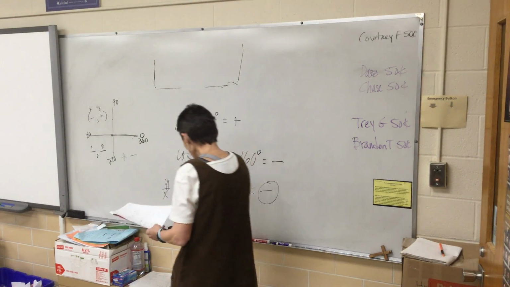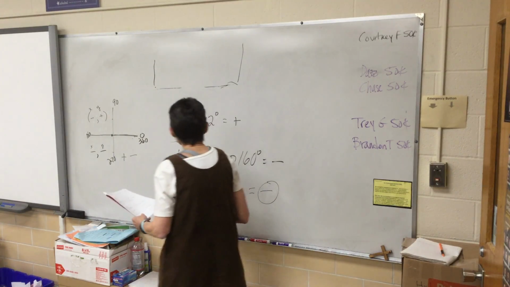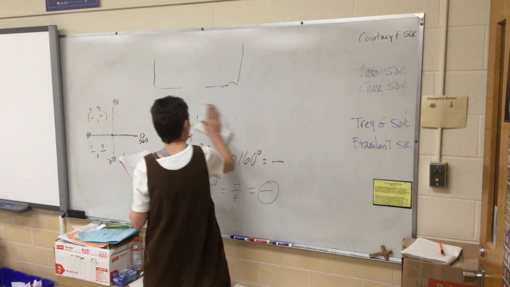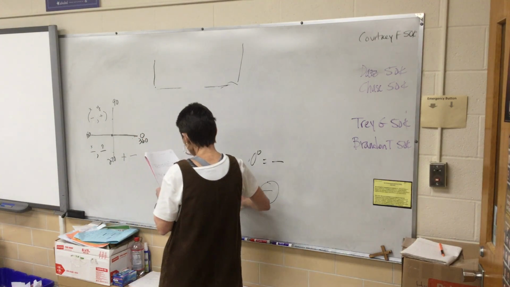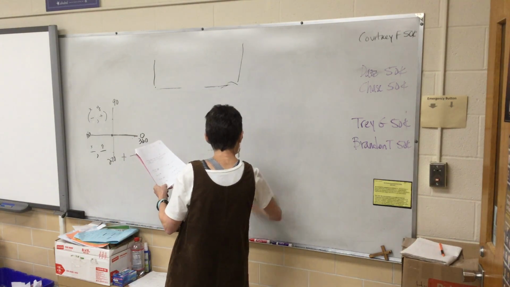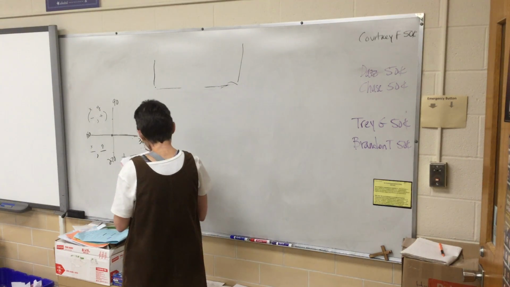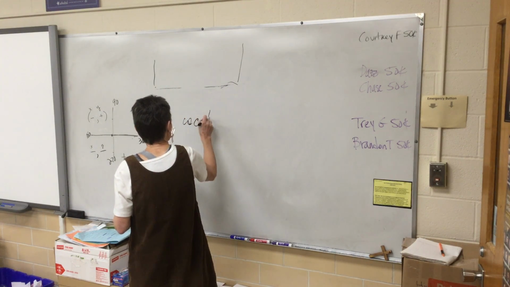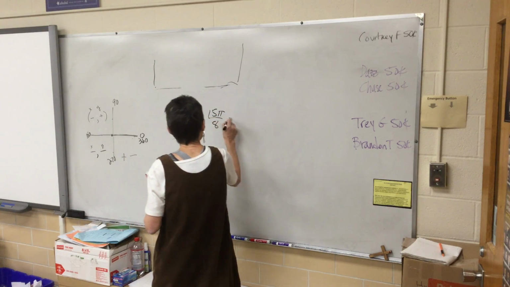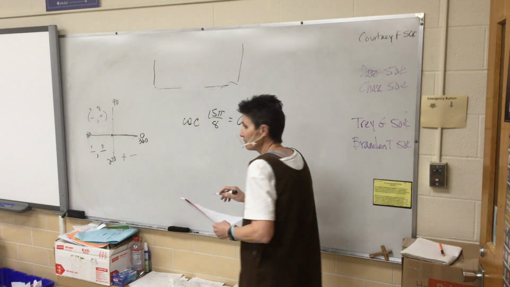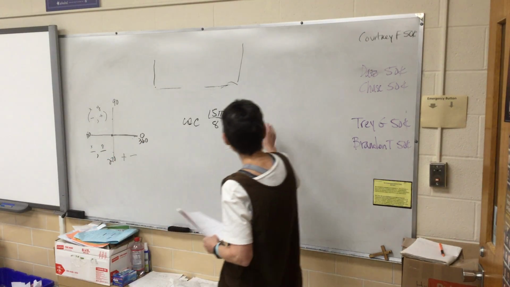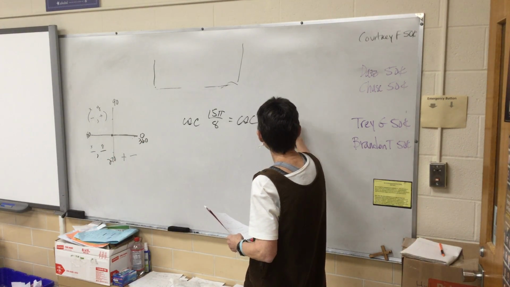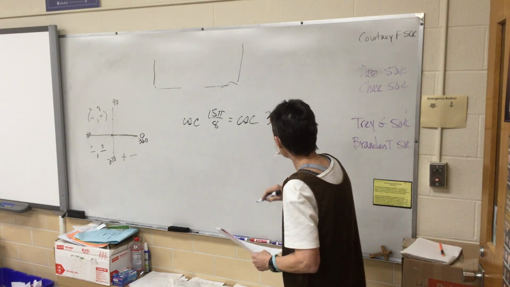Ooh, 15 pi over 8. You can use your calculator to help you with that one. That's a big thing. Tangent, or excuse me, cosecant. It's cosecant. Cosecant 15 pi over 8. How many degrees is 15 pi over 8? 337.5. Anybody in agreement with that? Is that okay with everybody? Okay.